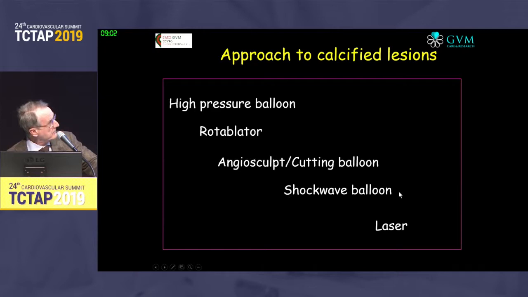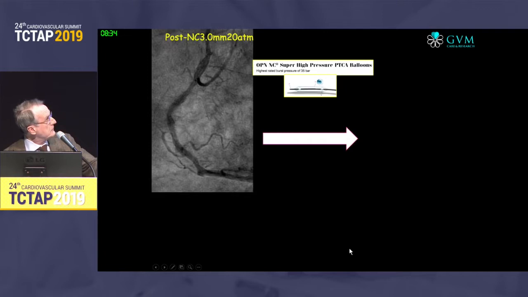Shockwave balloon is not available everywhere, but is certainly an alternative, though the lesion has to be really calcified and not fibrotic. Laser, with contrast or without. And I didn't mention here orbital atherectomy because it's not available in many countries, but it is lacking here. So these are the first options; we go quickly here.